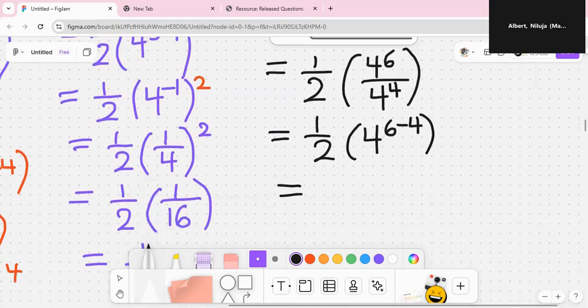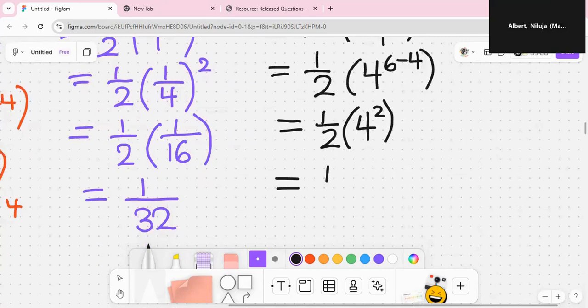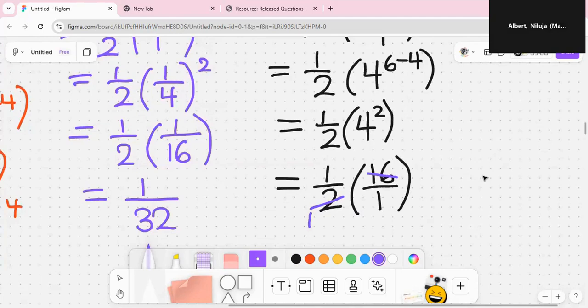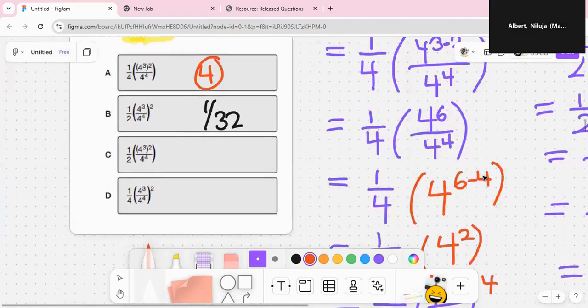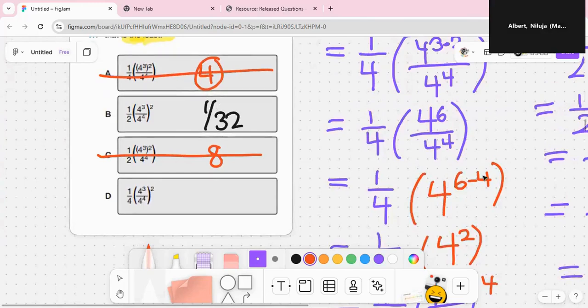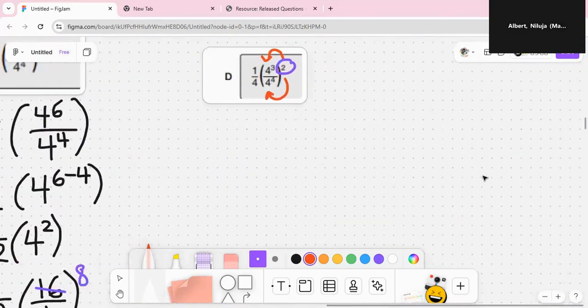So that gives me 1/2 times 4 to the power of positive 2, which is going to give me a whole number. So I have 1/2 times 16 over 1. Now, reducing by multiplying and cross-multiplying, 2 goes into 16 8 times. So my final answer is 8, which is larger than everything that I have generated so far. So 8 is not going to be the correct answer. 4 is not going to be the correct answer. So B is the front runner right now, but we still have to check D.